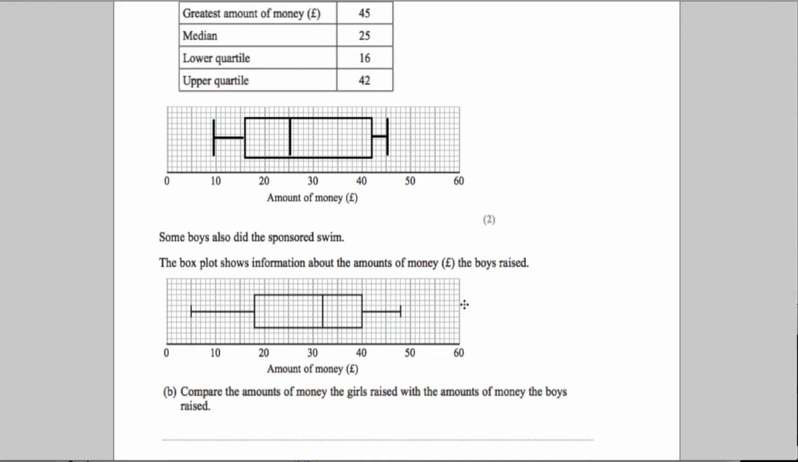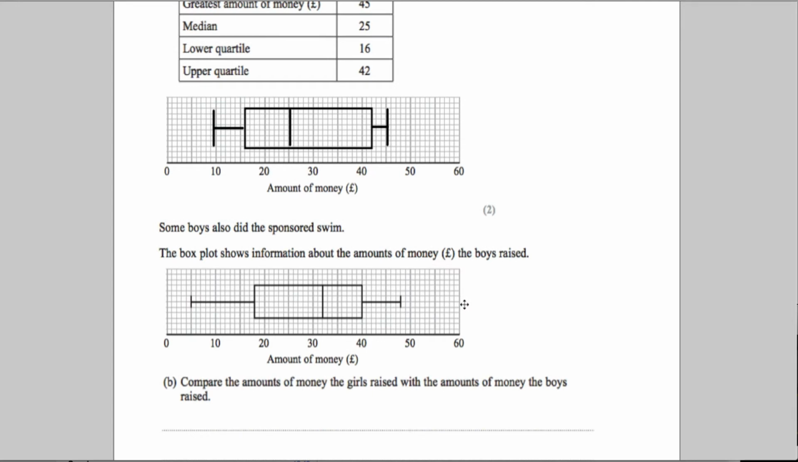Okay, so it tells us that some boys also did the sponsored swim, and it says the box plot shows information about the amounts of money the boys raised. Compare the amount of money the girls raised with the amount of money the boys raised. This is a very, very common question to come up in higher level GCSE. It sometimes follows a cumulative frequency curve as well when we're asked to compare the distributions.